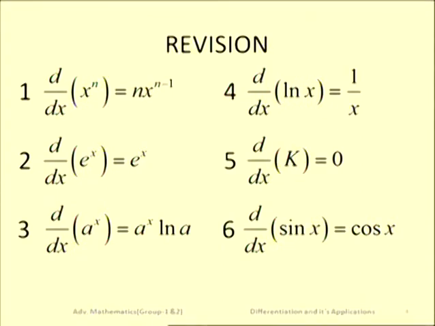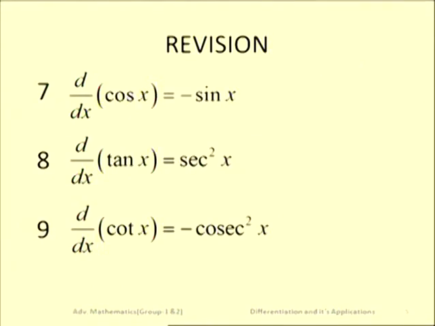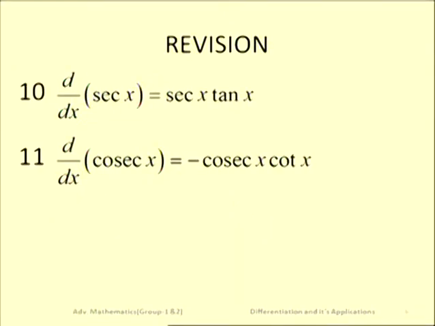Derivative of x raised to n is n x raised to n minus 1. Derivative of e raised to x is e raised to x. Derivative of a raised to x is a raised to x log a. Derivative of log x is 1 upon x. Derivative of a constant is 0. And derivative of sine x is cos x. Similarly, we have seen some more functions and their derivatives like this.